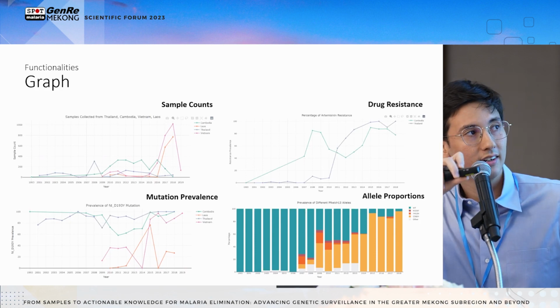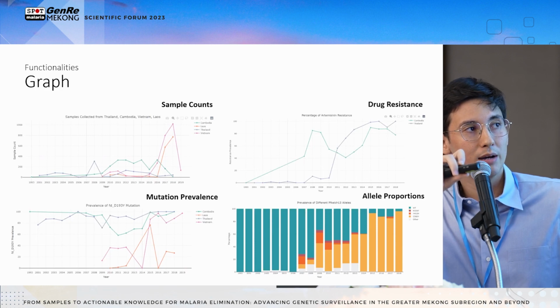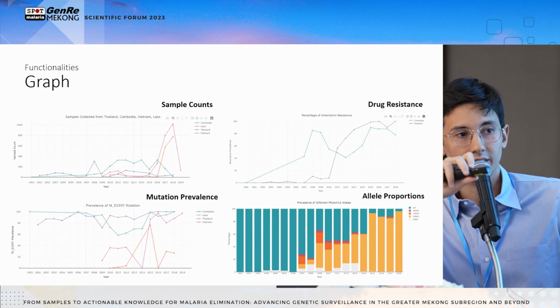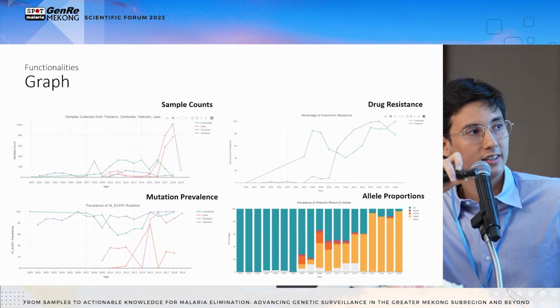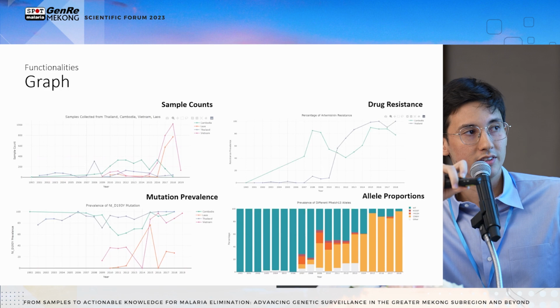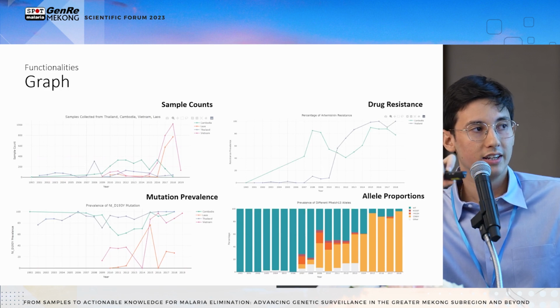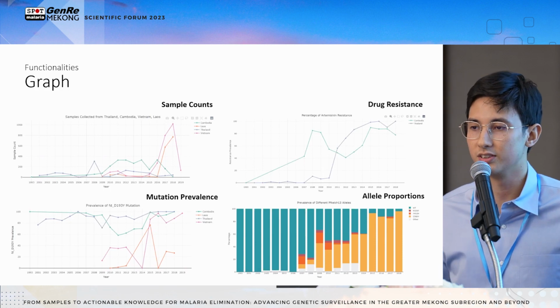And lastly, the application can show the proportion of different alleles. Here I've shown the proportion of Kelch alleles. So as you can see clearly, the expansion of the C580Y Kelch 13 allele starting in 2007 and dominating the region by 2019.